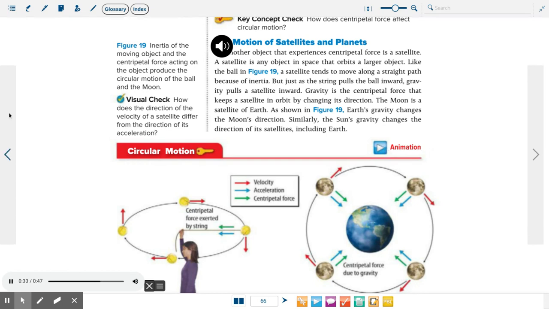The moon is a satellite of Earth. As shown in figure 19, Earth's gravity changes the moon's direction. Similarly, the sun's gravity changes the direction of its satellites, including Earth.